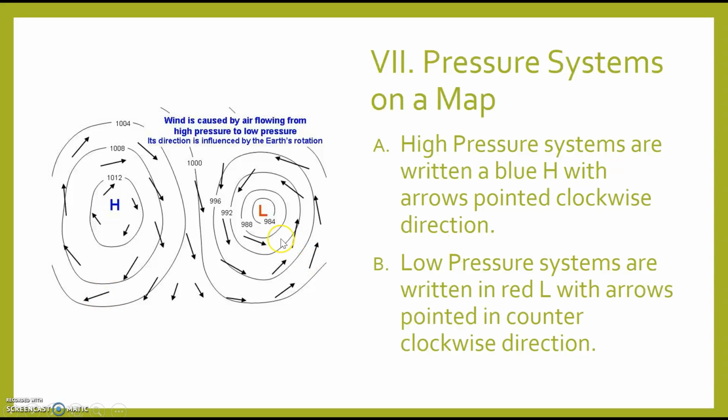Your low pressure systems are written in a red L, red, because low pressure systems are caused by warm weather, and the arrows are going to be pointing counterclockwise. So it's going to be going the opposite direction like this.